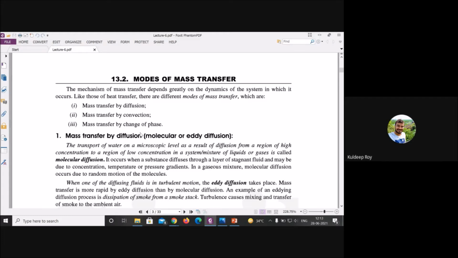We also discussed that if there is a temperature gradient, it can also create mass transfer, like evaporation. So we have taken a broader idea of the gradient: the chemical potential difference is the driving force for mass transfer. Then we will look at the modes of mass transfer, how we can transport our species from one position to another.